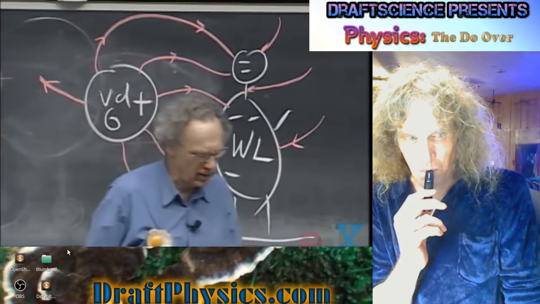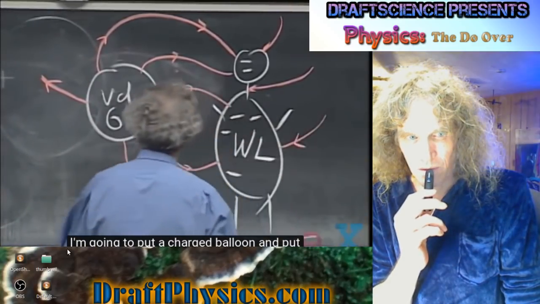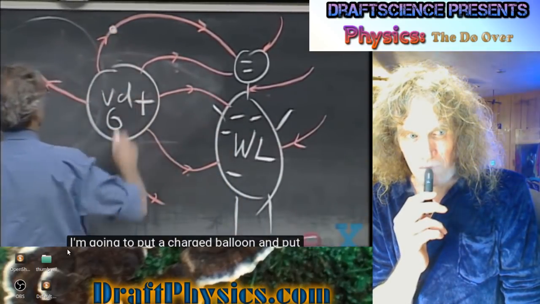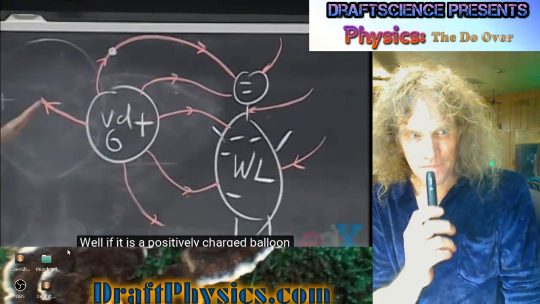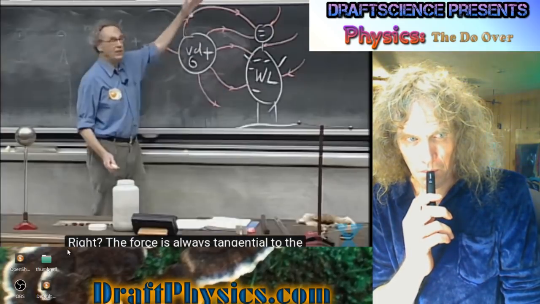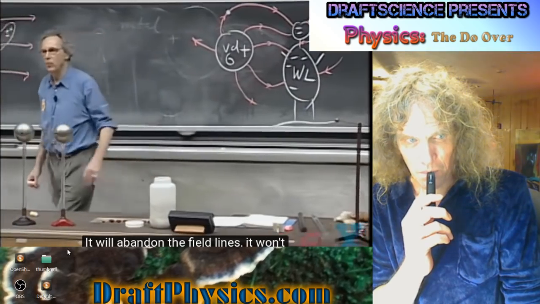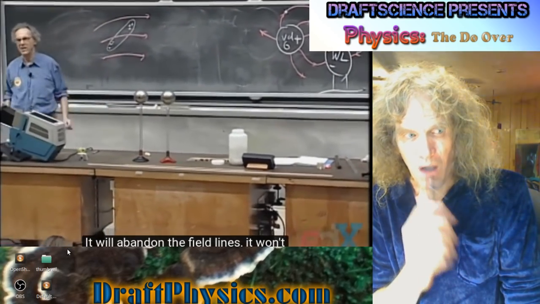There you see the balloon, it's a conductor. I'm going to put a charged balloon here, say. Well, if it is a positively charged balloon, it will take off in that direction. Right? The force is always tangential to the field lines. It will abandon the field lines. It won't stay on the field lines.